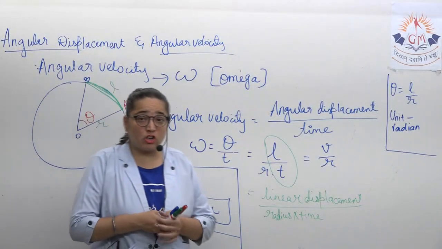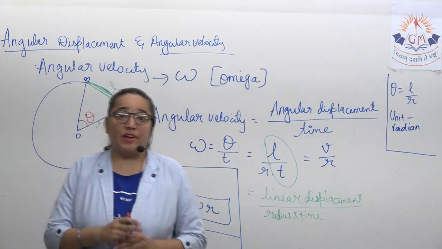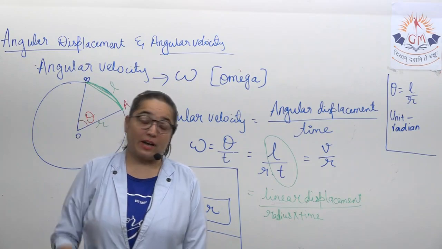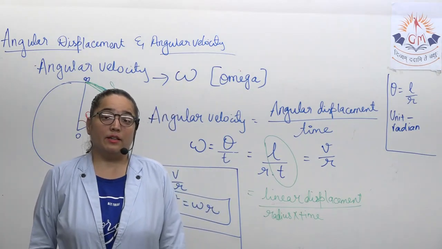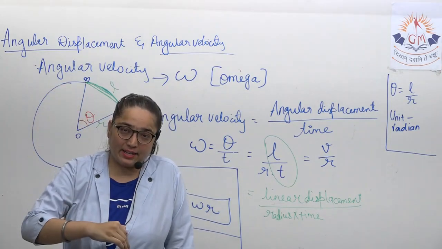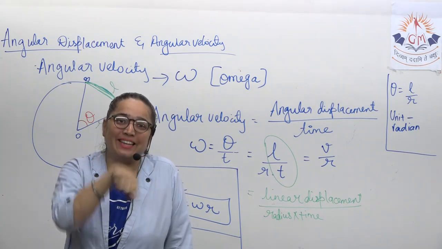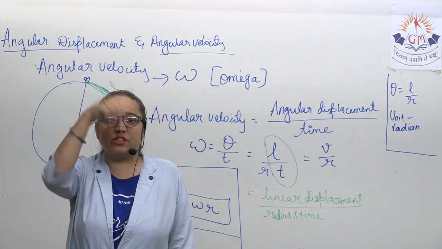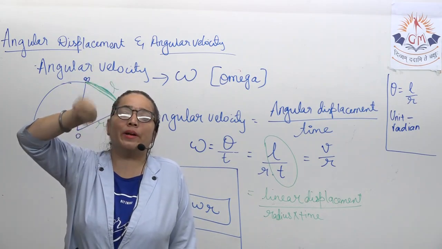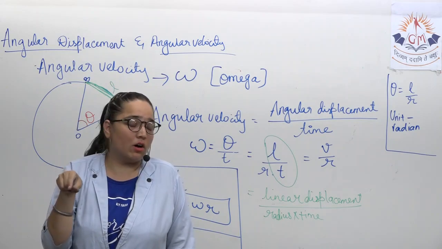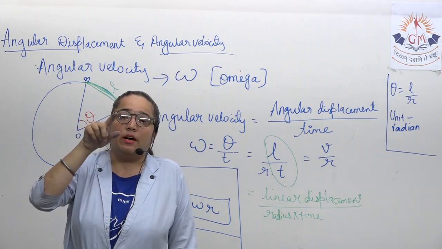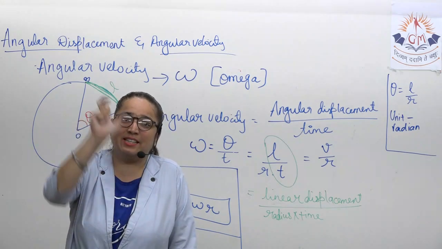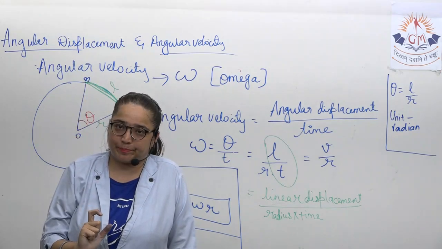Once again, which concept are we doing? Angular velocity. We have done angular displacement. Angular displacement is the length of the arc upon the radius. It is measured in radian. That was about the angle terms, and angle is denoted by theta, a Greek letter. Coming to angular velocity, angular velocity is denoted by omega. Omega is equal to length of arc upon radius multiplied by time, because angular velocity is angular displacement upon time.